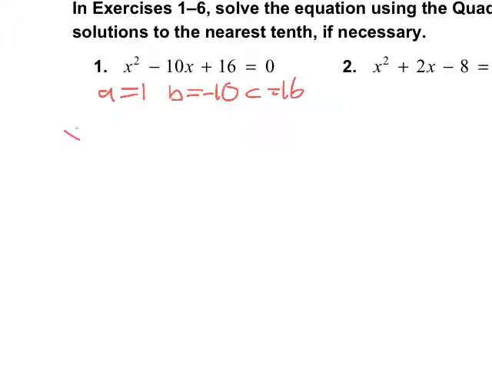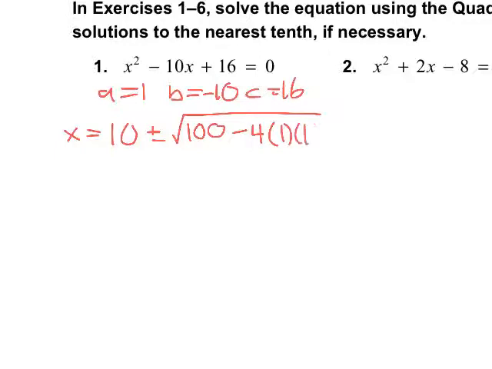So x equals, go ahead and do negative b. Since b is negative 10, negative b is going to be a positive 10. I just flip the sign there. Plus or minus a big square root. B squared, let's go ahead and do that. So 10 squared is 100. Okay, I'm not going to do the minus 4ac in my head. So 4 times a is 1, times c is 16. All of that over, go ahead and do 2a. So 2 times 1 is 2.